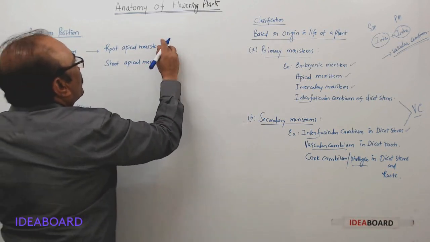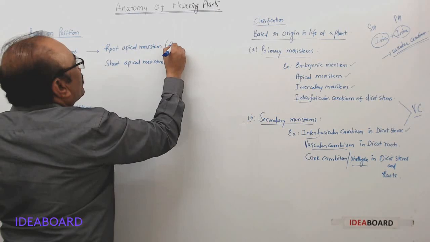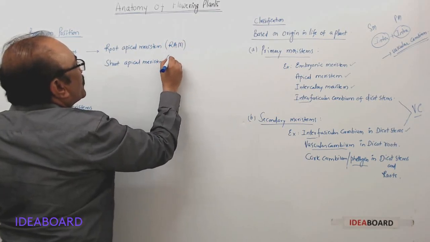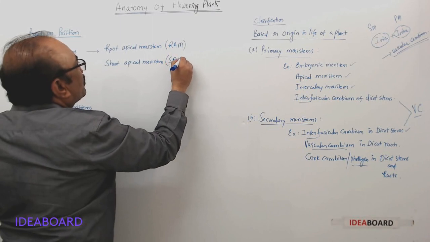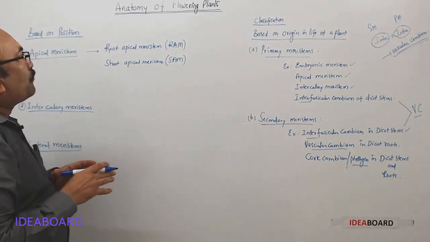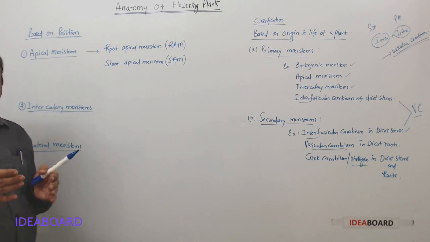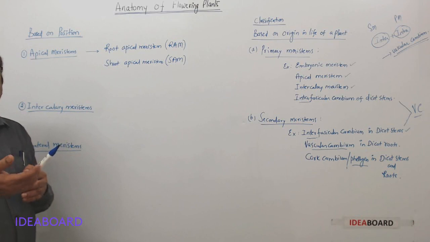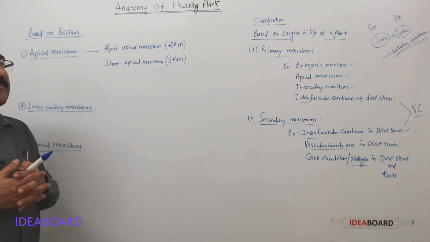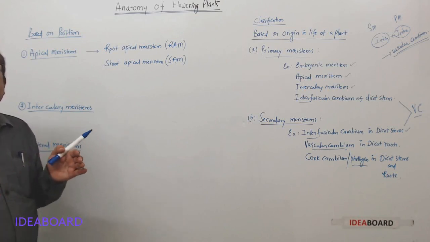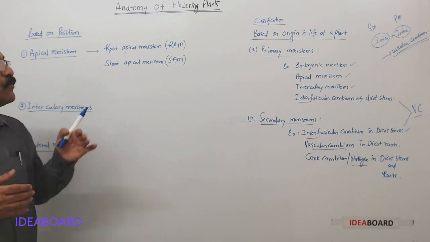The root apical meristem is abbreviated as RAM, and the shoot apical meristem is abbreviated as SAM. At the tip of the root, the apical meristem is protected by a cap called root cap or calyptra. And the apical meristem of the shoot is protected by the primordial leaves or young leaves, which are produced by the apical meristem itself.